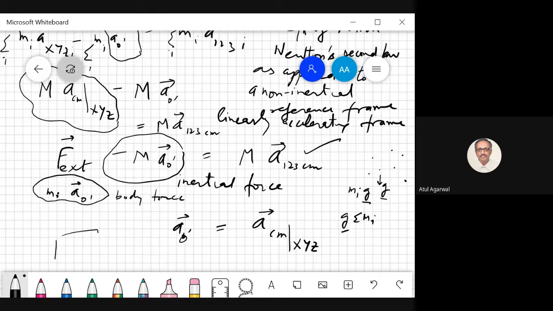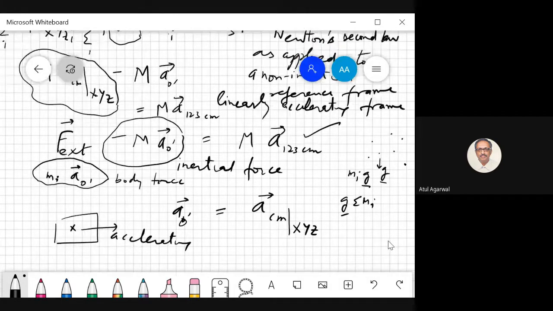Suppose you are in a car that is accelerating. An observer sitting in the car will say that he is having constant velocity. With respect to the car, his velocity was zero. Again, it is zero. Okay. So we will see some more examples of it.